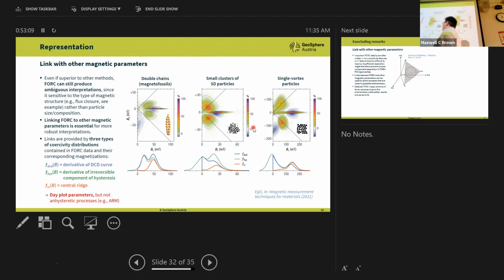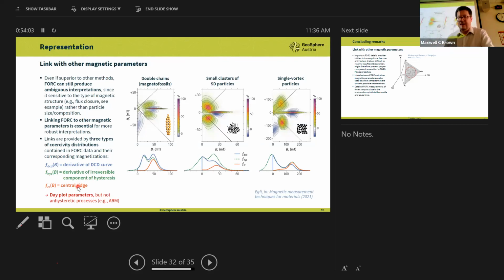But anyways, coming back to what I wanted to say, in order to quantify FORC diagrams, you can extract information, for instance, in terms of coercivity distribution or magnetizations. And there are actually 3 types of coercivity distribution that come for free inside the FORC protocol. This is the derivative of the DCD magnetization curve, so what you run to obtain PCR, one of the data parameters. You have the derivative of the irreversible component of hysteresis. That's a hysteresis coercivity distribution, and you have the central ridge coercivity distribution, which is what I was mentioning before. And you see here, the integral of this coercivity distribution gives you magnetization. That means single numbers, which you can compare among samples, for instance.